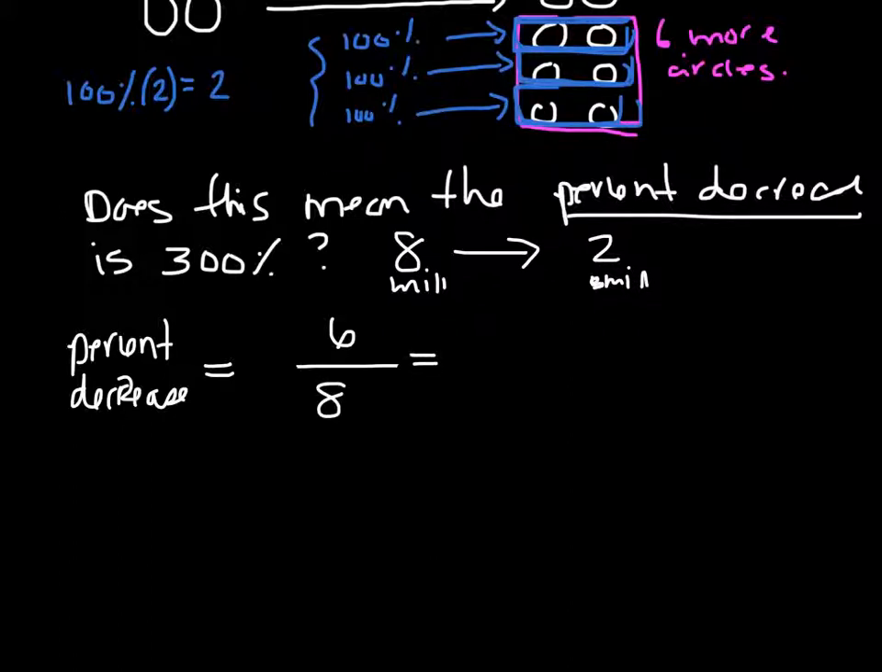If we reduce this, we can divide by 2, and so we get 3/4, and we know 3/4 is 75%. So our percent decrease is 75%. Notice it's not 300%. Just because the increase is 300% doesn't mean the decrease is going to be 300%. The math tells us that it's clearly not a 300% decrease. It's only a 75% decrease. The math is good, but I want you to really understand not just because of the math, but why.